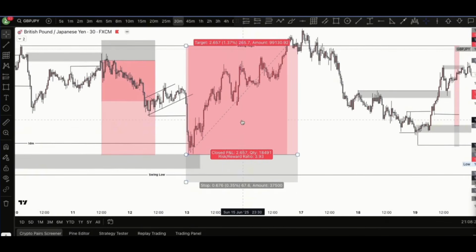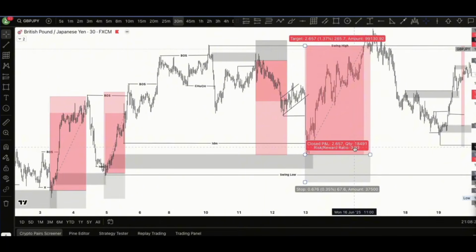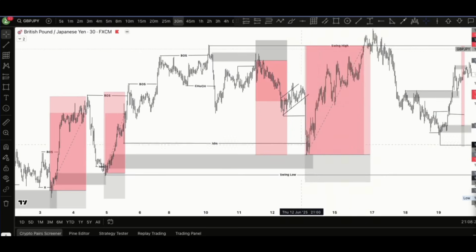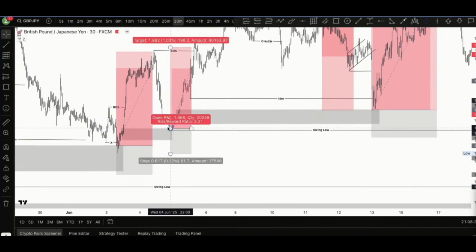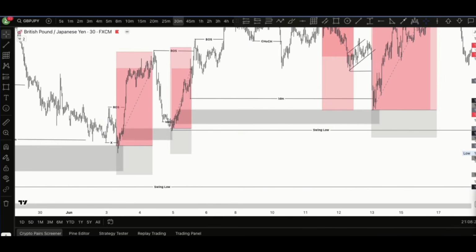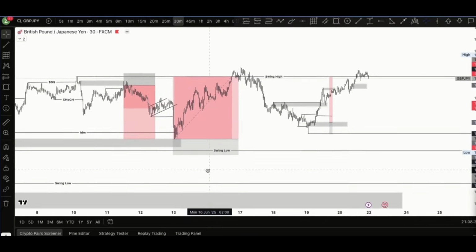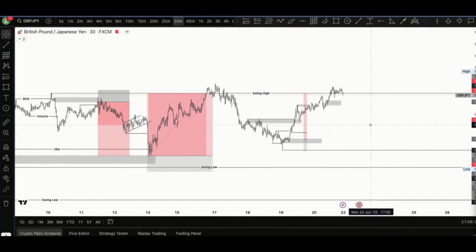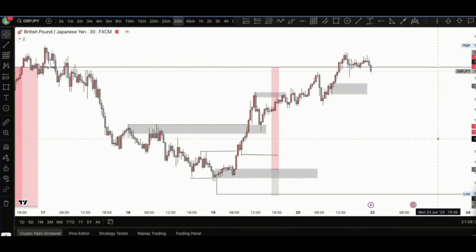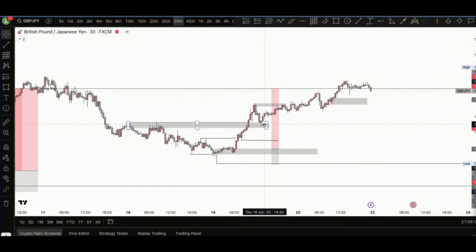Also, in the last 2 weeks I took these trades on GBPJPY, and even this one I took. So these are the trades I took on GBPJPY. Last week, when price got to this zone, I was expecting it to come back and activate this zone before it continued.